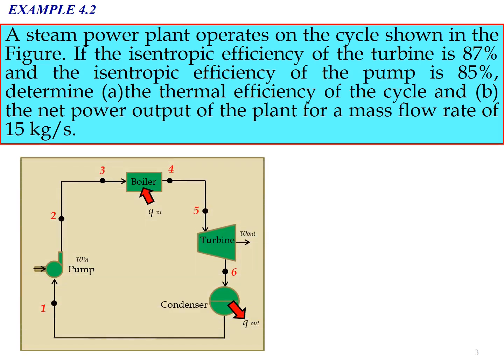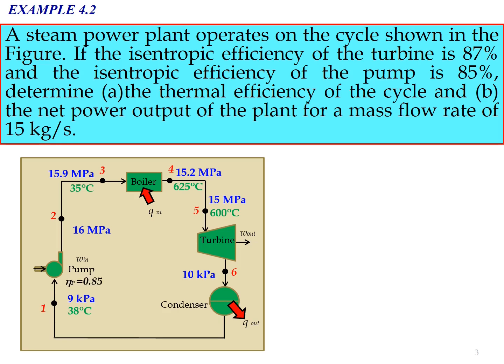So this is the figure. So we have 6 states involved. State number 1, 9 kilopascal at 38 degrees Celsius. State number 2, 16 megapascal. State number 3, 15.9 megapascal at 35 degrees Celsius. State number 4, 15.2 megapascal at 625 degrees Celsius. State number 5, 15 megapascal at 600 degrees Celsius. And state number 6 at 10 kilopascal.